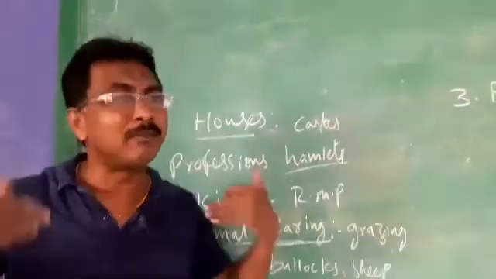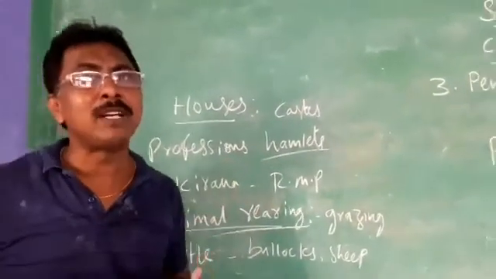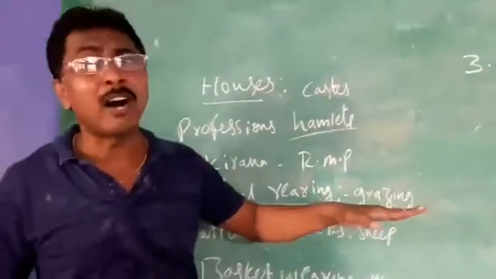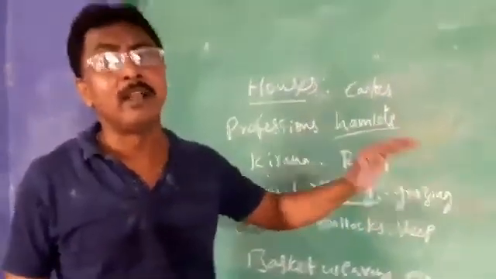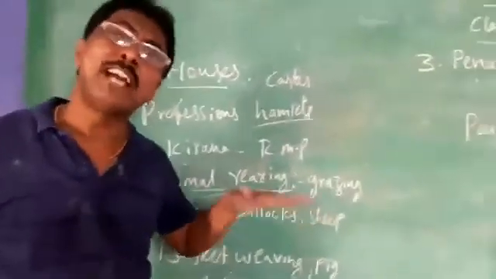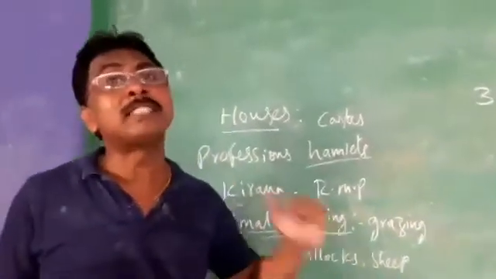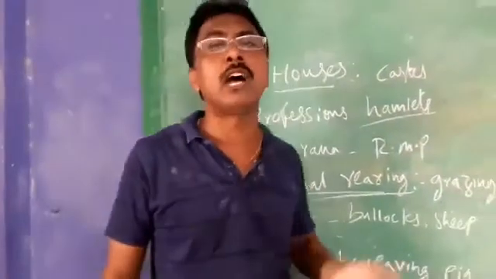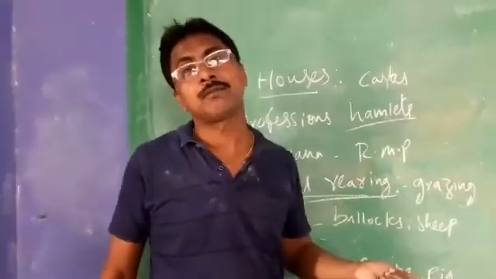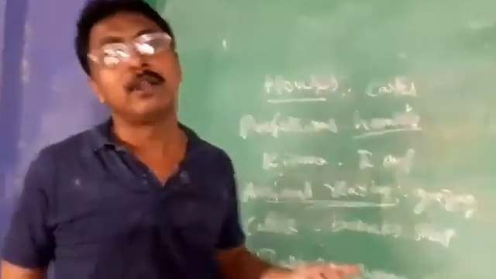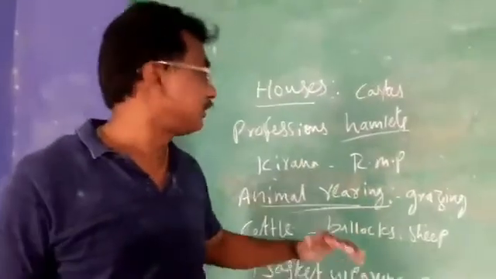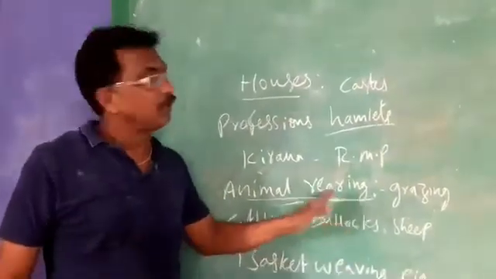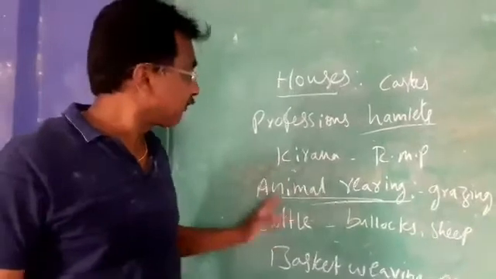Now, the farmers who have an agriculture field will compulsorily have cattle. Cattle means they will have bulls, buffaloes, and cows. Bulls means oxen, and buffaloes and cows, they will have those.